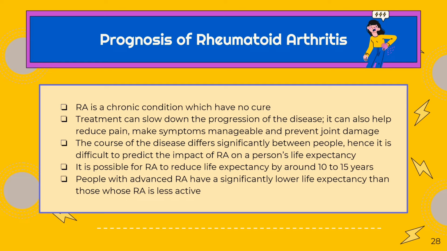In general, it is possible for RA to reduce life expectancy by around 10 to 15 years. However, many people continue to live with their symptoms past the age of 80 or even 90 years. People with advanced RA have a significantly lower life expectancy than those who have less active RA. This is because advanced RA is often accompanied with severe complications.